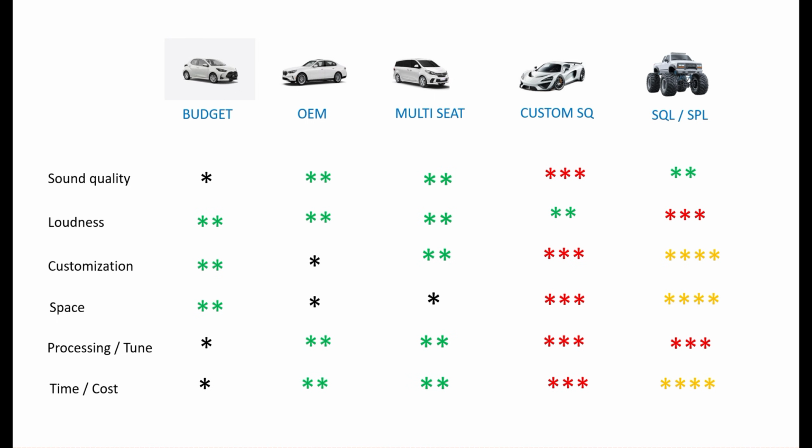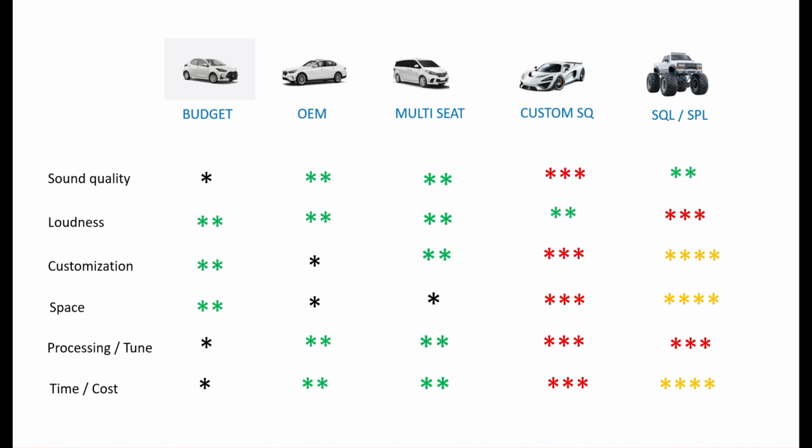Finally, there is time and cost, and that makes sense. The budget system is going to be probably the cheapest and quickest build to do. If you're looking at a custom SQ or SQL or SPL system, they're clearly the most complicated, with the most fabrication and high-end equipment. So they're clearly going to have higher costs and take a lot longer to build, right?